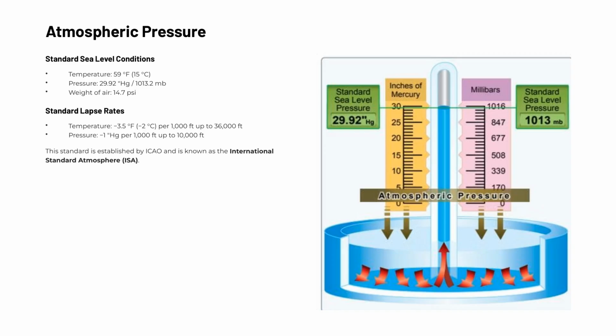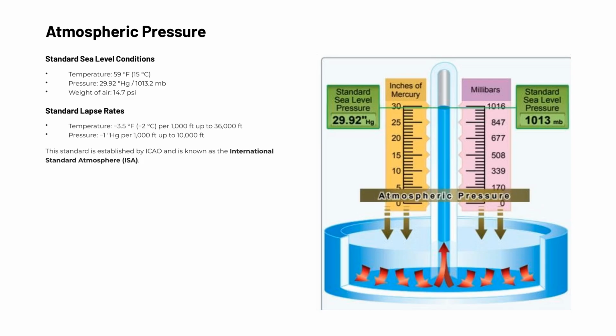As you climb in altitude, both temperature and pressure decrease at predictable rates. Temperature drops at 3.5 degrees Fahrenheit, or 2 degrees Celsius, for every 1,000 feet of altitude gained, up to 36,000 feet. Pressure decreases at roughly 1 inch of mercury for every 1,000 feet, up to 10,000 feet.